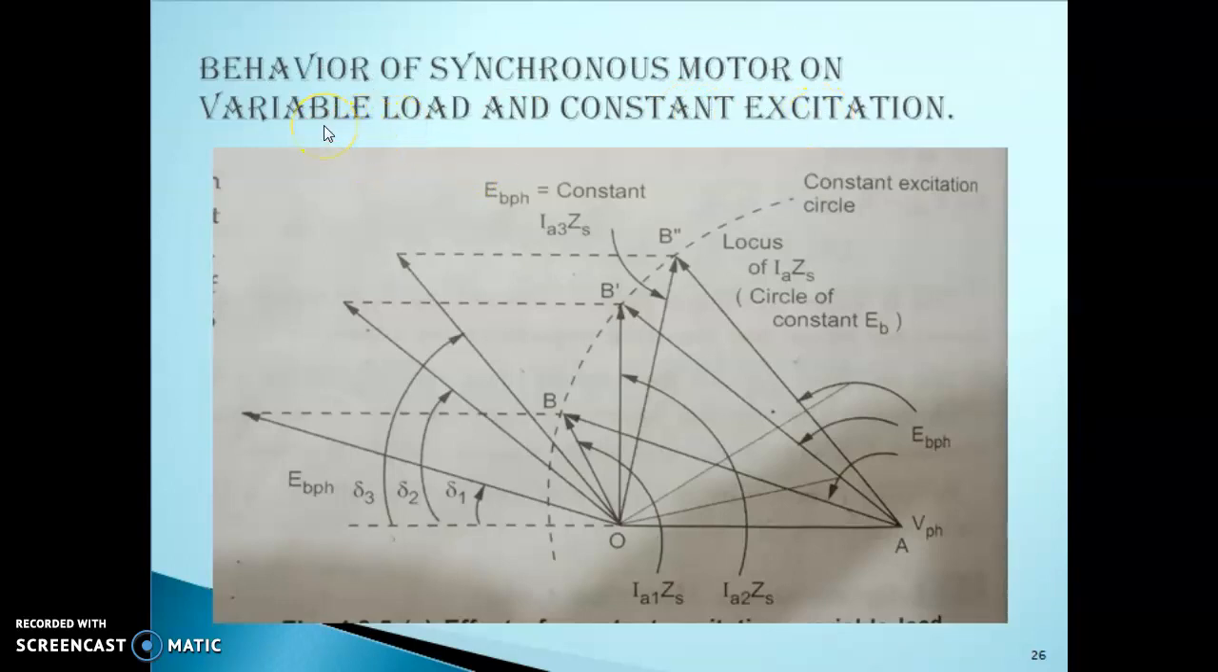So in this lecture we have discussed the behavior of the synchronous motor on constant excitation and variable load. How we get the constant excitation circle: with Zs constant, I increases as load is increased, and this locus of Er phasor we get as a circle, and this circle is called the constant excitation circle. This is the most important point of this discussion.